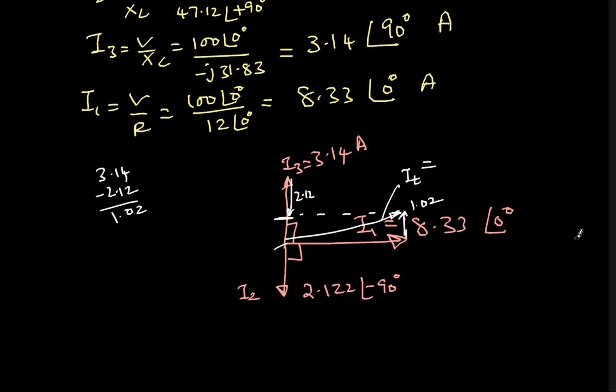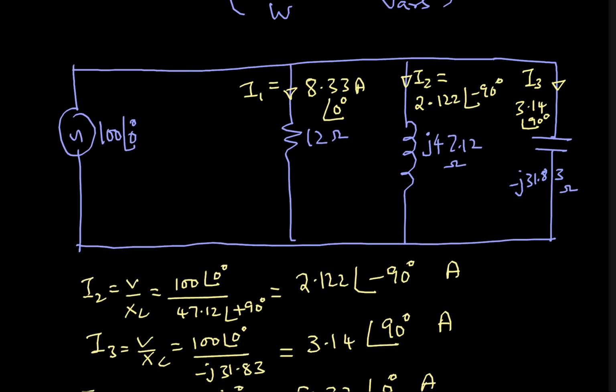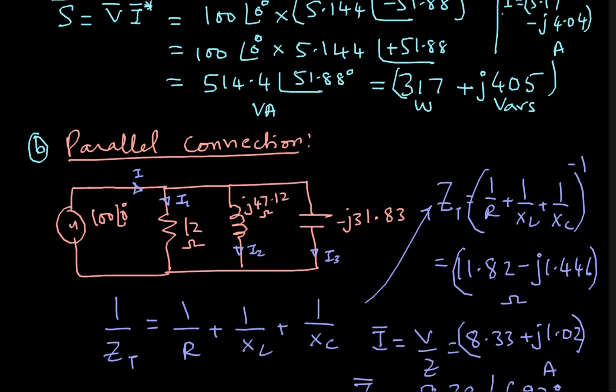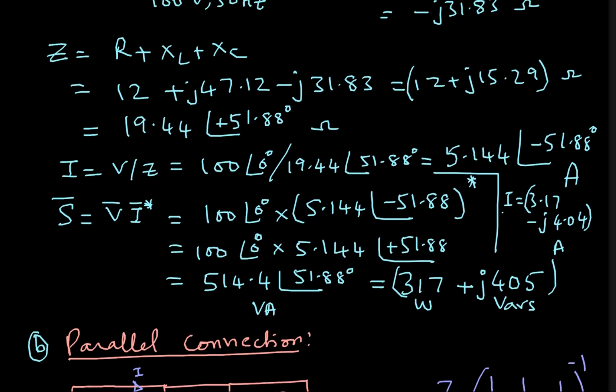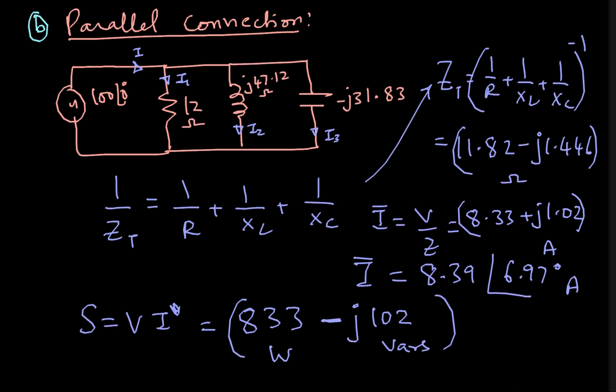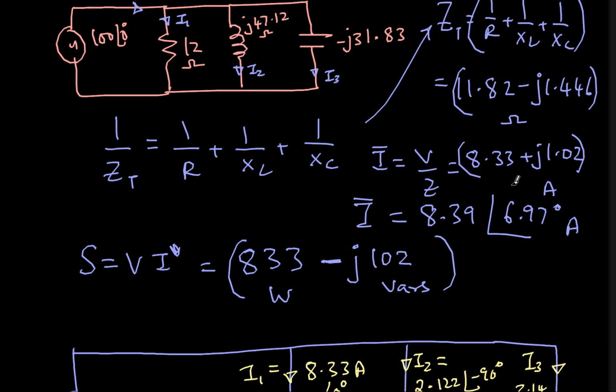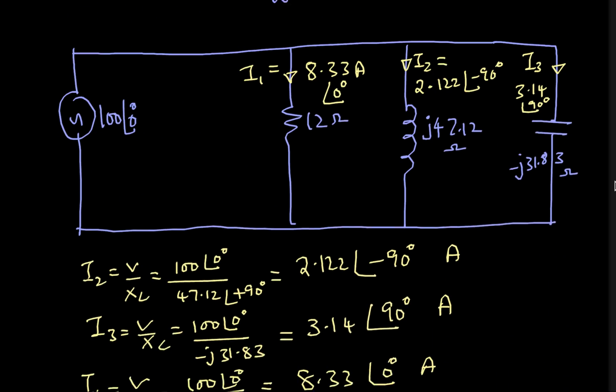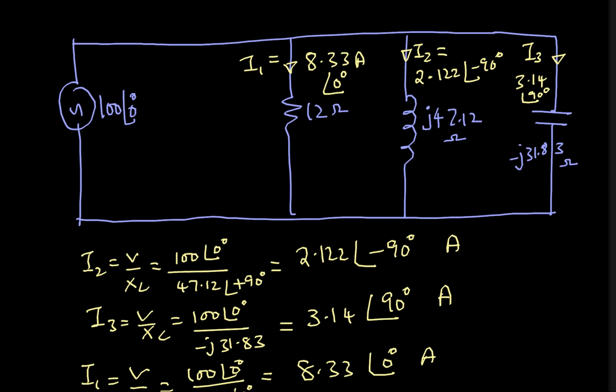Which we already calculated above. So you see here in the parallel connection itself, the current that we got, 8.33 and 1.02, these two numbers we are confirming once again. Now, what is the direction of active power? So active power P is going like this.